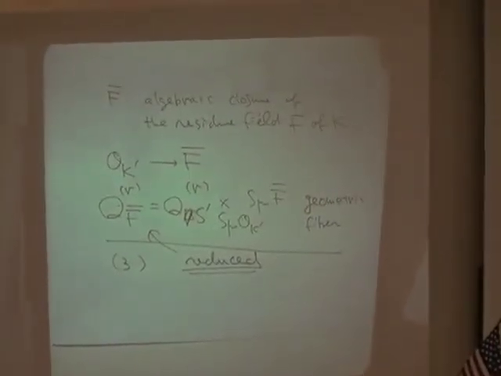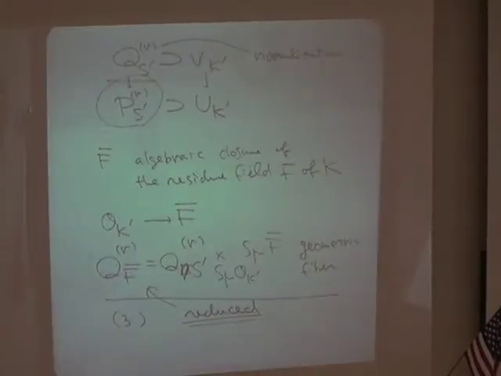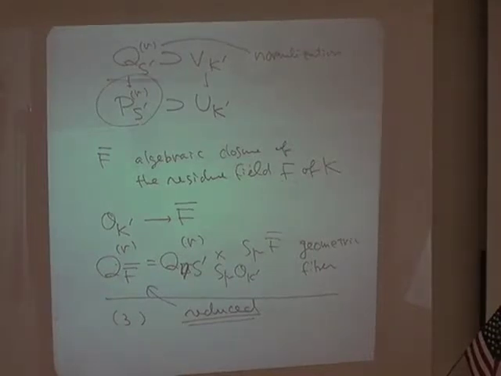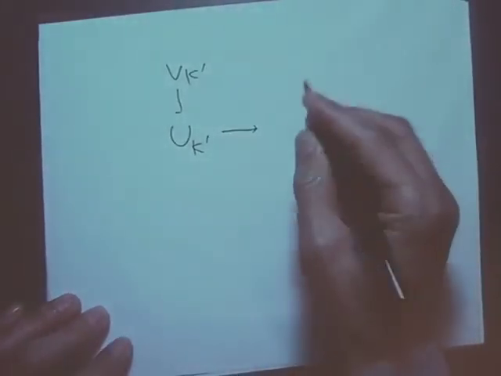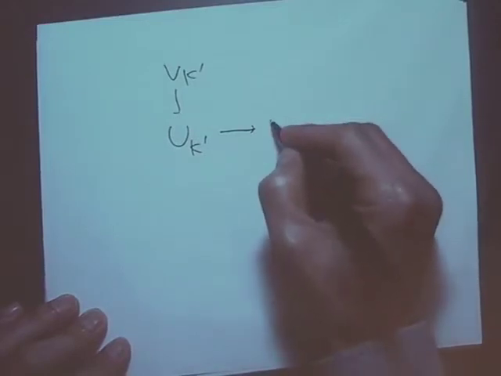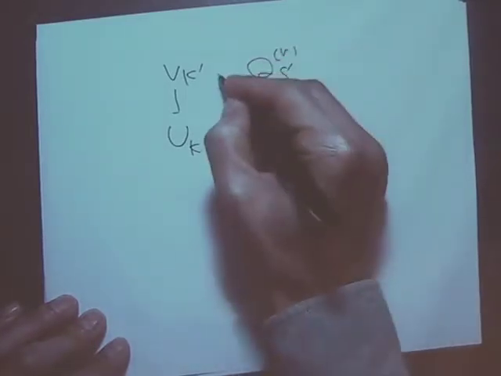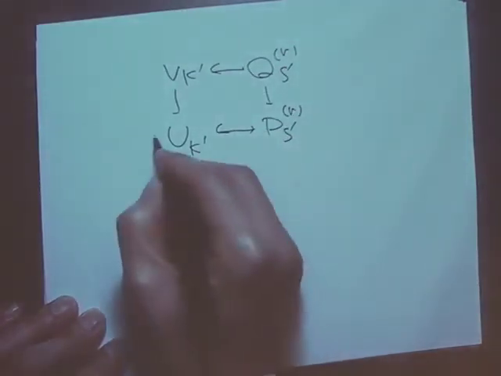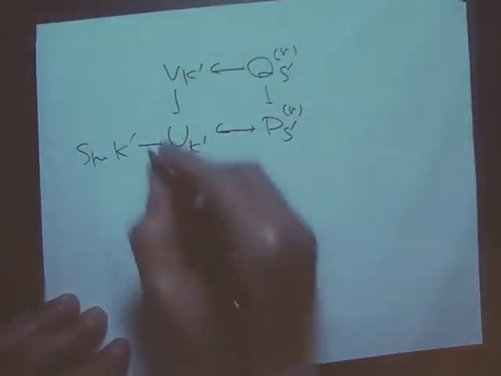So now we are ready to define the upper numbering filtration. Let me copy the diagram up. U_{K'}, V_{K'}, P_{S'}, R, Q_{S'}, R. And here I have a canonical section induced by the log diagram.